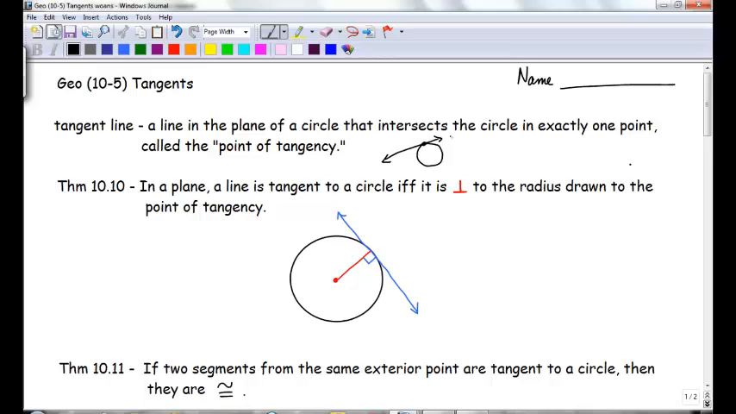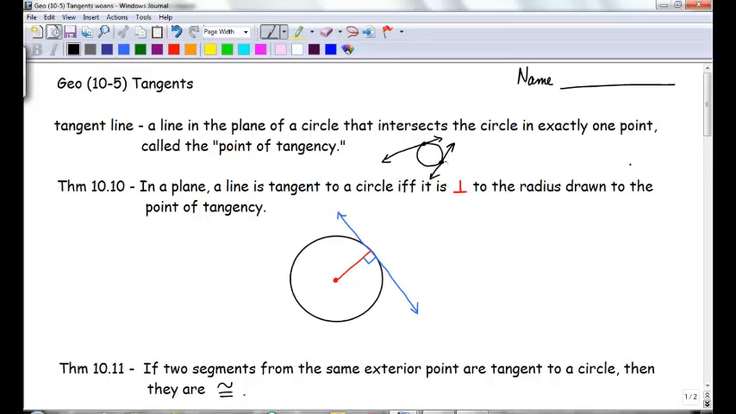It just touches. I could have another one over here. This would be a tangent line. It would just touch in one point. Okay. Remember when we had a chord, it was inside the circle. Okay, but a tangent just touches.